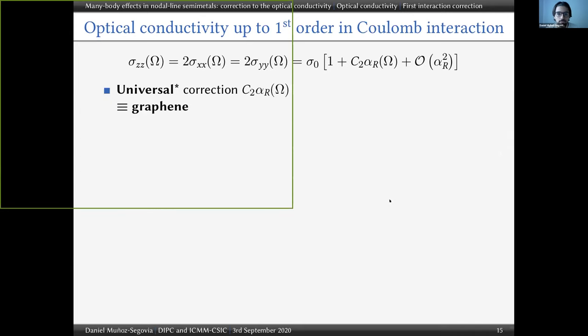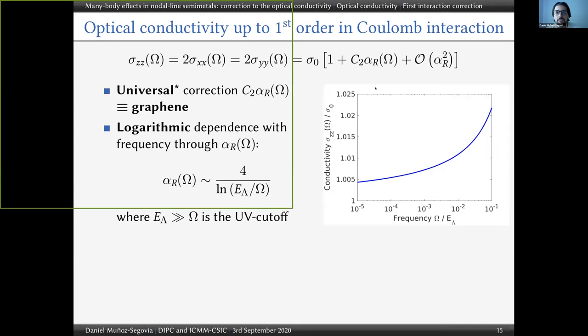And the main effect introduced by the interactions is a frequency dependence. Remember that, sorry, I forgot to mention: in the non-interacting case, the conductivity of the nodal line metal is frequency independent, but when you introduce the interactions to first order in perturbation theory, you get a correction that, in the asymptotic limit where the frequency is much smaller than the cutoff Lambda, scales that way, so the conductivity increases logarithmically with the frequency.